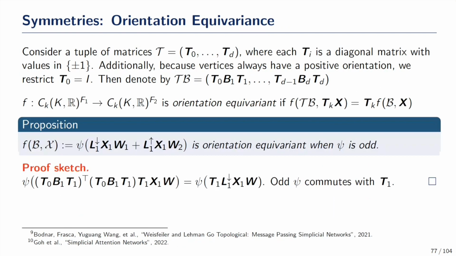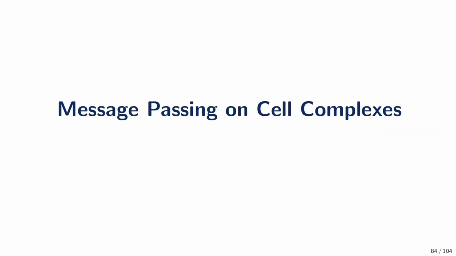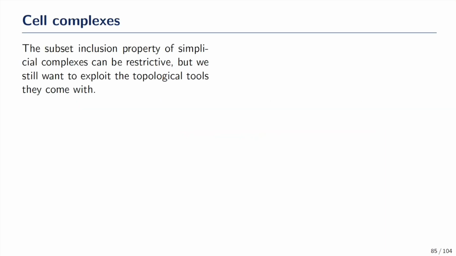Okay, let's go back to where we were. So now we just generalized these to message passing. In our previous paper, we also defined these on simplicial complexes, and then we generalized this to cell complexes, which also covers the previous case. So we can just look at this case straight away.